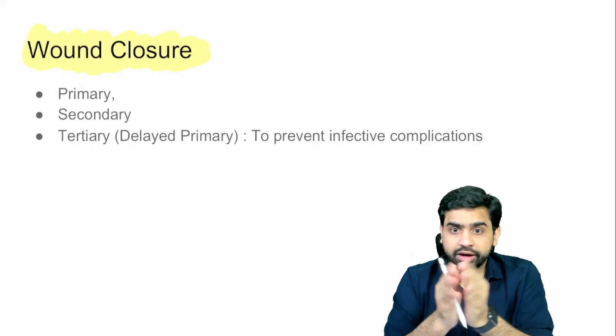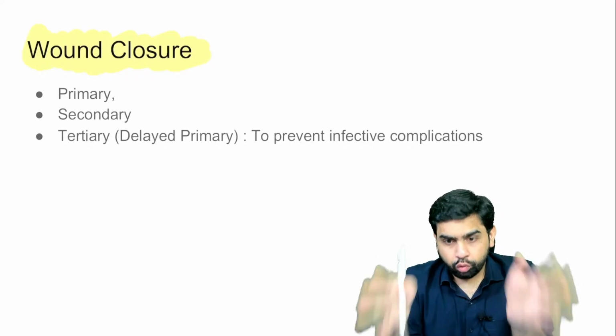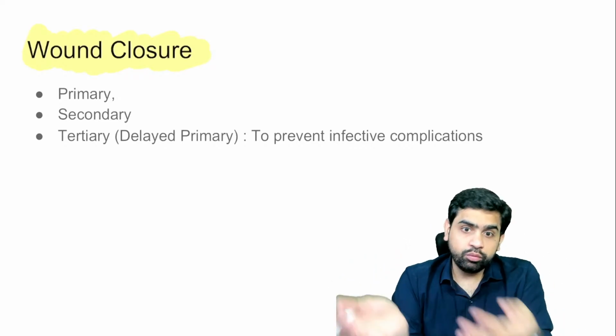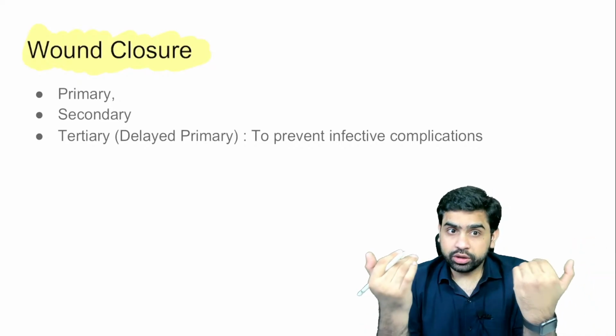Secondary closure means that after the surgery, you did not take the sutures. You just kept that particular wound open, and you allowed the wound to heal with granulation tissue. Okay, then what about the tertiary?